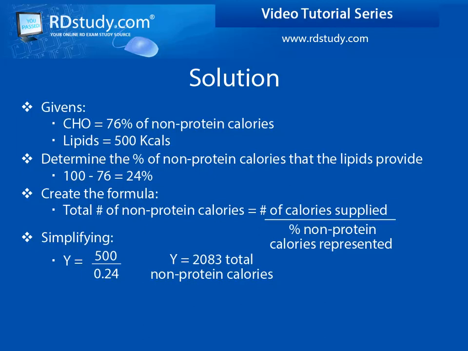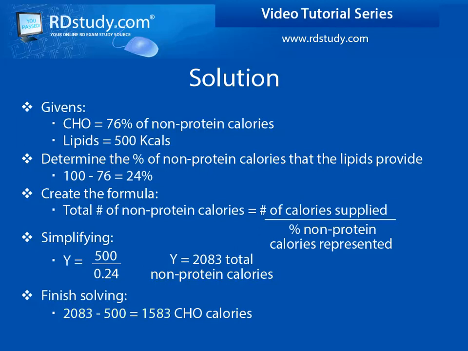But we are not done yet. To finish solving, first determine what 76% of this value is. The easy way would be to just subtract the 500 calories, which represents 24%, or you can multiply this total value by 76%, and either way would work. But let's just subtract out 500 from 2083 to get 1583. These are your carbohydrate calories.